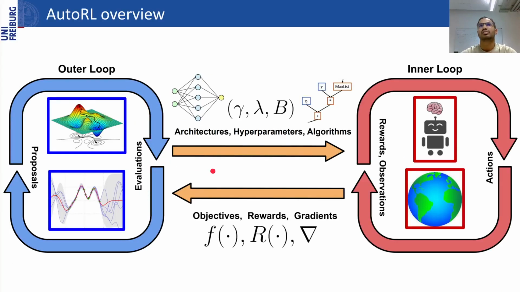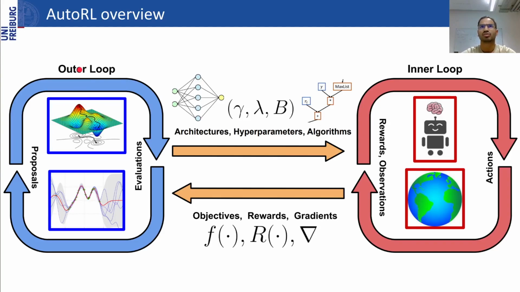AutoRL involves automating various components of the RL pipeline, such as the hyperparameters and the algorithm itself. We formulate this as a bi-level optimization problem where, as we see on the slide, we have an inner loop where the usual RL optimization of maximizing rewards in an environment takes place, and we have an outer loop where the components of the pipeline are optimized.